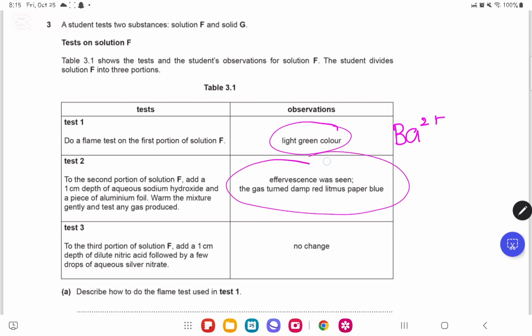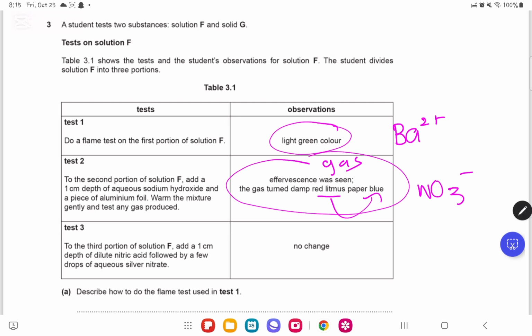Effervescence was seen, that means a gas was released, and it turned red litmus paper blue. They didn't mention a pungent smell. If they mentioned a pungent smell, then the ion would be NH4+. But since they didn't mention a pungent smell, the ion is NO3-.